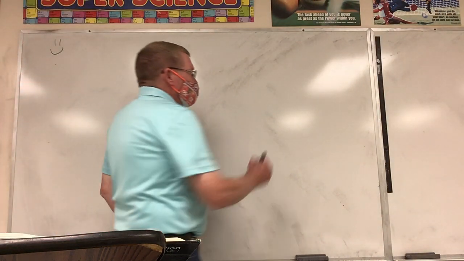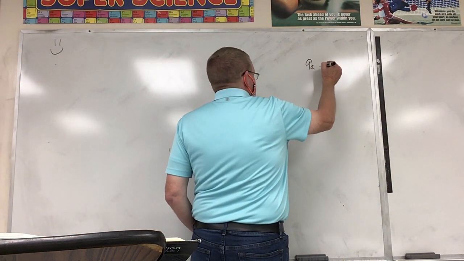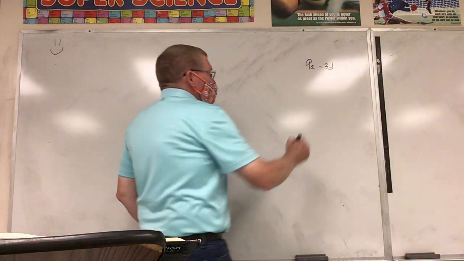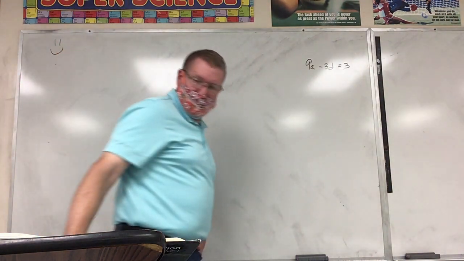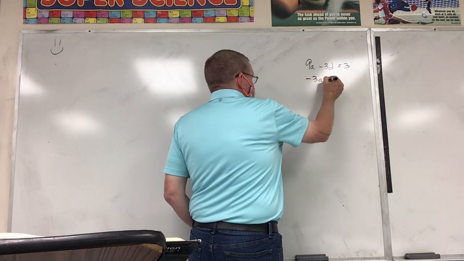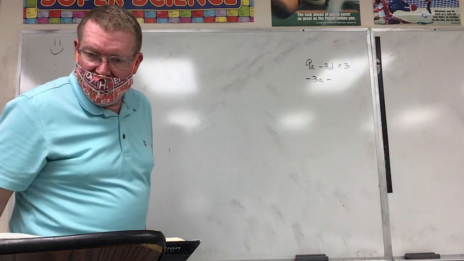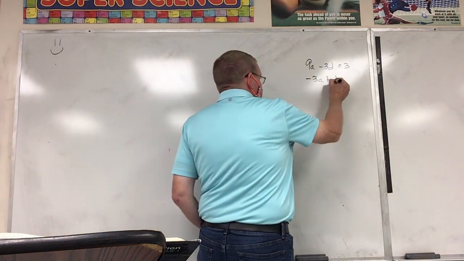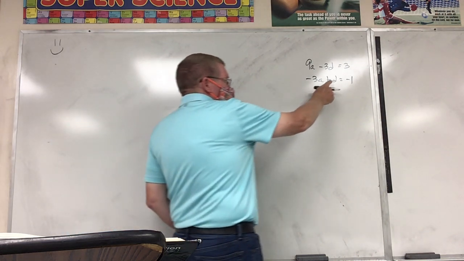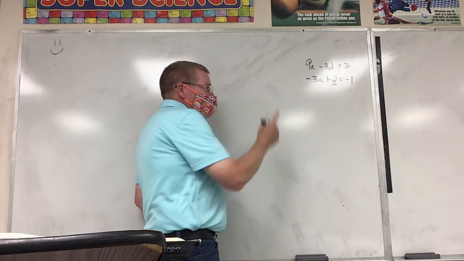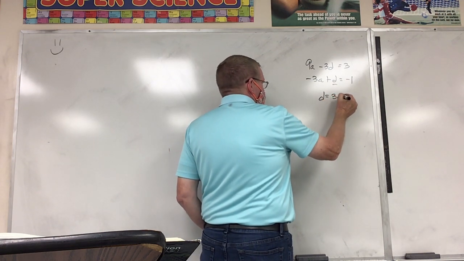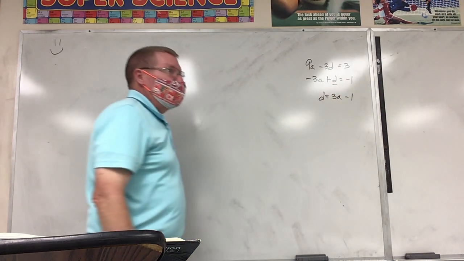That one. 9a minus 3d equals 3, and negative 3a plus d equals negative 1. Solving by substitution. Again, I want to solve for a variable that does not have a coefficient. The only one is d. Solve for d. d equals 3a minus 1.